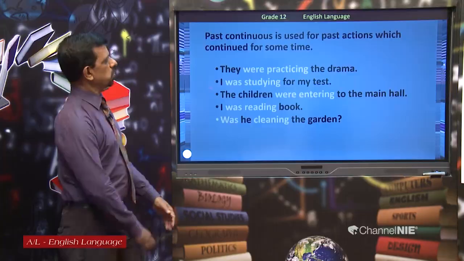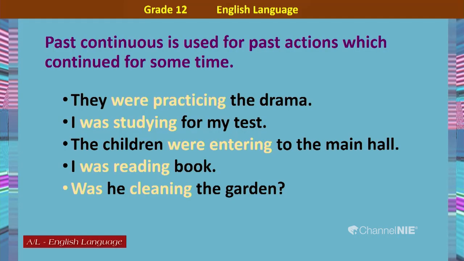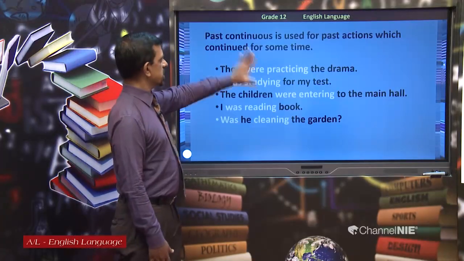Past continuous is used for past actions which continued for some time. So look at these sentences, with the different coloring I have put. They, the drama. I, for my test. The children to the main hall. I, book, question sentence, was cleaning the garden. So this is the past continuous tense.